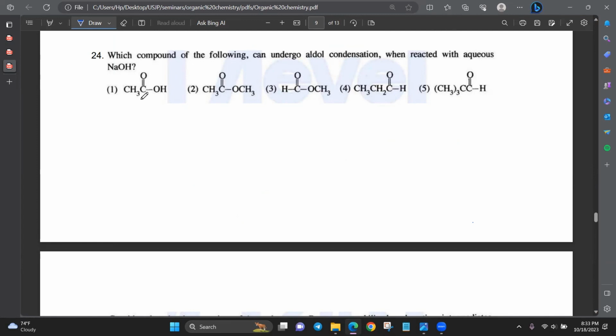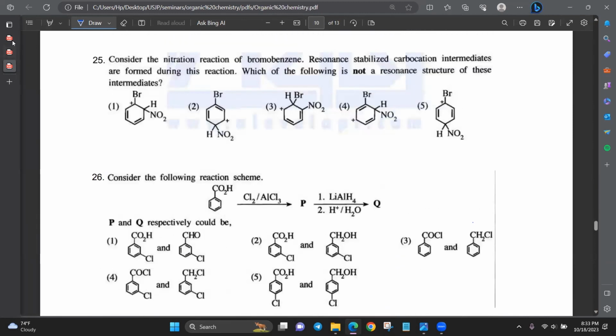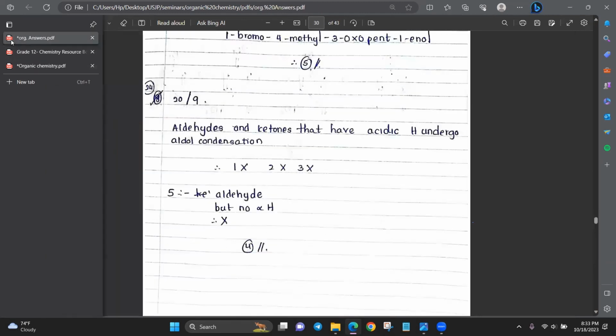So is this an aldehyde or ketone? No. So we can cut off this one. This one also we can cut off. Now this is an aldehyde, this is an aldehyde, which is having acidic hydrogen. This one is having acidic hydrogen. To this carbon, only 3 CH3 groups are attached. Then to this carbon, only 3 carbon atoms are attached. So where is hydrogen attached to this carbon? There's no hydrogen. So there's no acidic hydrogen. That means it cannot undergo aldol condensation. So it's answer number 4. Okay. So we'll go to the next one, 25.